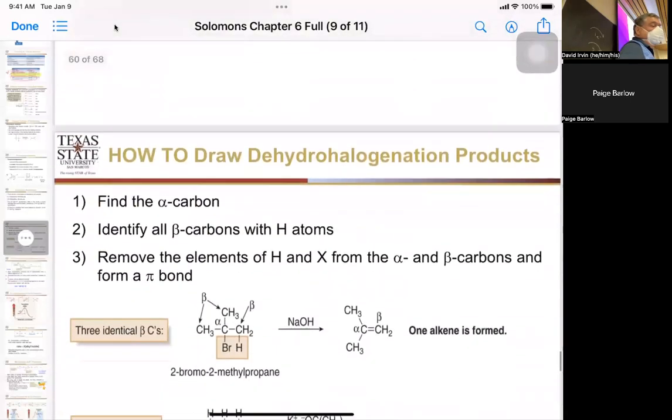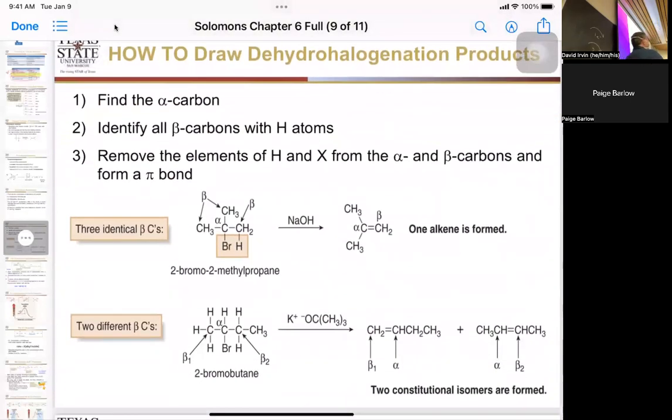Okay, so let's talk about how to predict your elimination reaction products. The first thing we need to think about when we're forming elimination products is that we are going to be forming an alkene. So we need to find our alpha carbon first. Our alpha carbon has the leaving group on it, in this case, the halogen. Okay, that's our alpha carbon. Then we have to look for the hydrogens that could be pulled off on beta carbons. There's usually more than one. So we have to look one carbon over from our leaving group and see which of those have hydrogens on it.